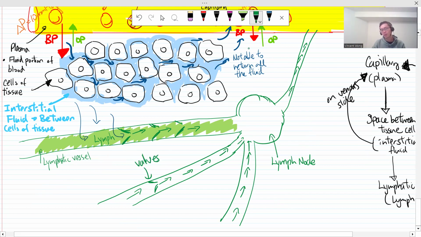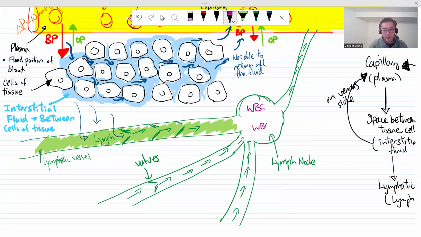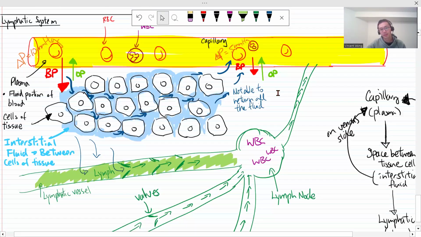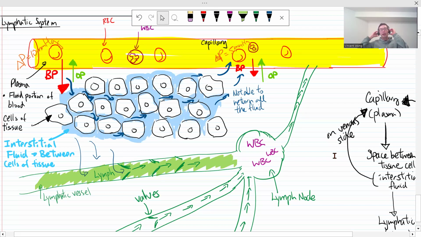And anytime you have valves, you should know by now, it prevents pooling of the fluid, right? So the valve keeps them going forward. They cannot move back, and so they don't build up. That's the whole point. Now in the lymph node, we're going to have some white blood cells. They just live there. They stay there. Okay, so that's it. Finished drawing.